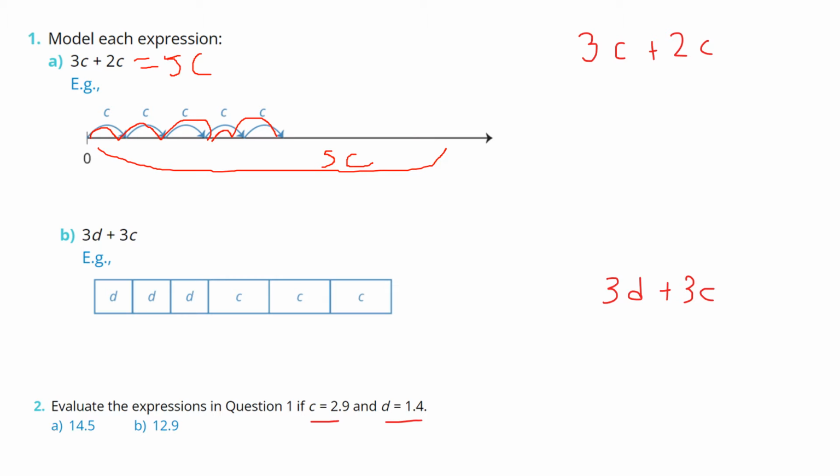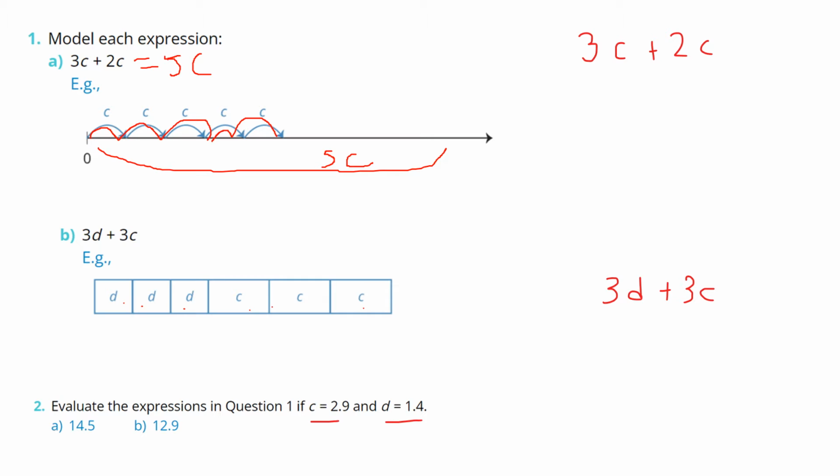Now, if we look at 1b, we have 3d plus 3c. Because we have a d and a c as our variables, we can't just add those together because they're not like terms. But one way to represent 3d plus 3c is through a box diagram, which you see here. You can also use the number line as we did in the first one. So for the 3d, we simply make 3 d's, 1, 2 and 3, and then for the 3c, we have 3 c's, 1, 2, and 3. And that represents 3d plus 3c. So you can represent them with number lines and now with box diagrams.